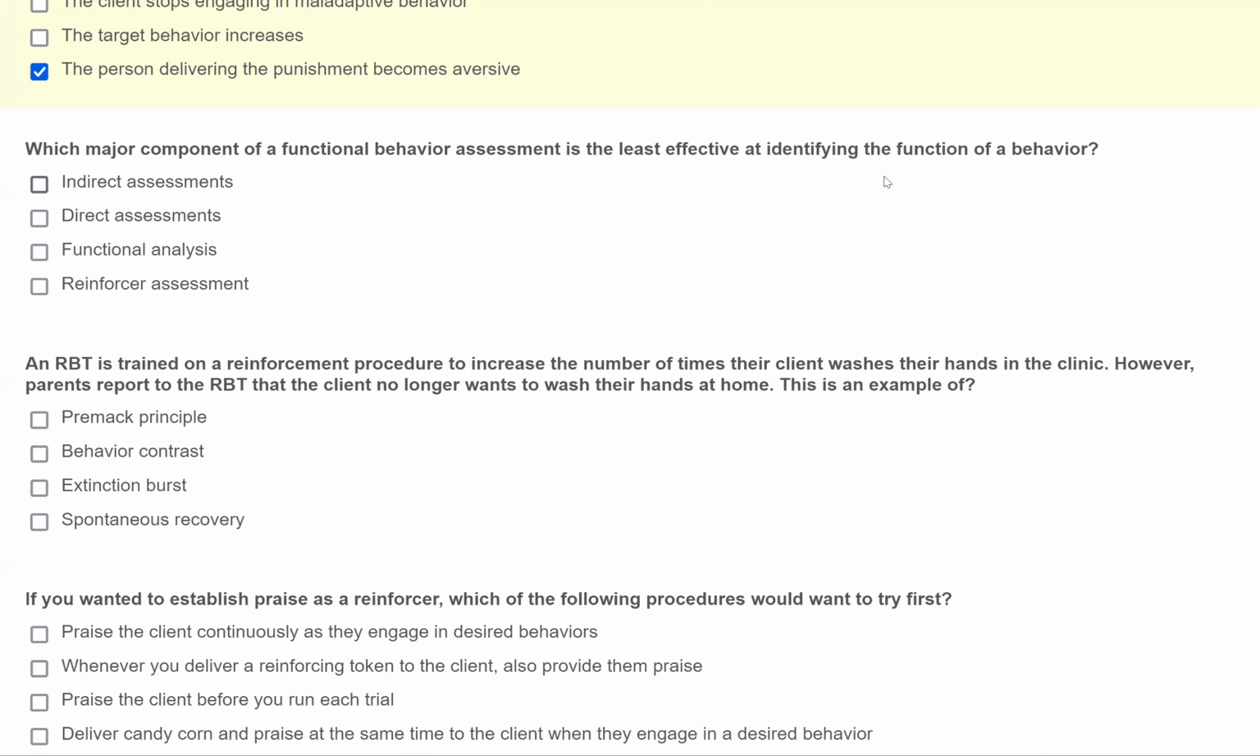With that said, what is the least effective? Well, it's going to be an indirect assessment. And why is that? Because we're not actually observing anything, right? We're not seeing anything occur. We're not watching the learner. We're just asking indirect questions. How can we truly identify a function if we're not actually observing the behavior happen? We can't. So the least effective way of identifying functions of behavior is an indirect assessment.